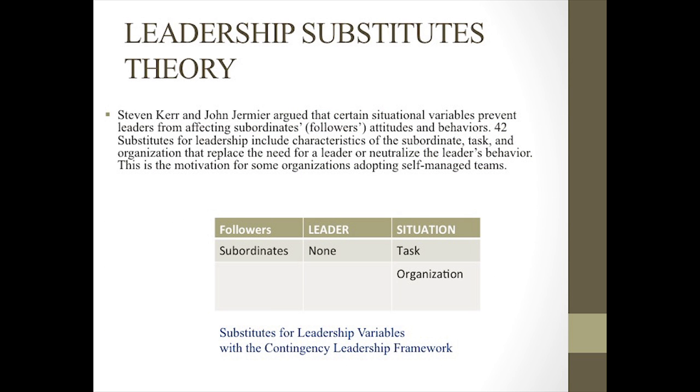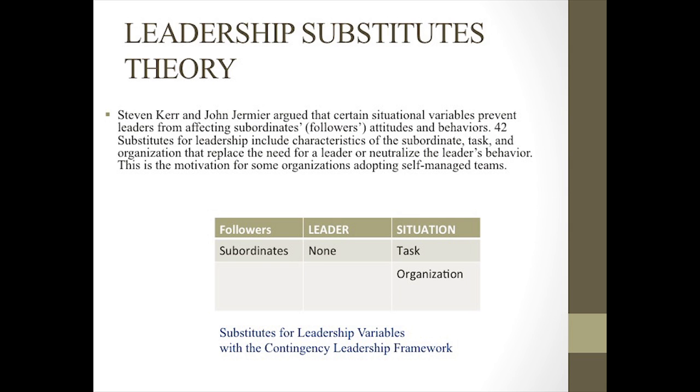Substitute leadership theory. Steven Kerr and John Jermier developed substitute leadership theory. They argued that certain situational variables prevent leaders from affecting subordinates', followers' attitudes, and behaviors. Substitutes for leadership theory include three characteristics. One, the characteristics of the subordinate, which include their abilities, knowledge, experience, and training. Two, characteristics of the task: clarity and routine, provisions of feedback. And three, characteristics of the organization: explicit plans, rules, goals, and procedures.